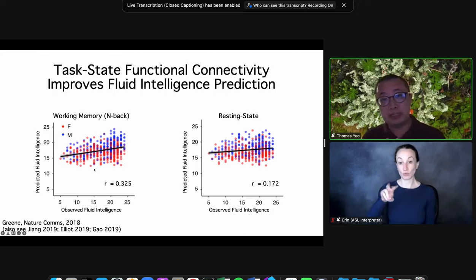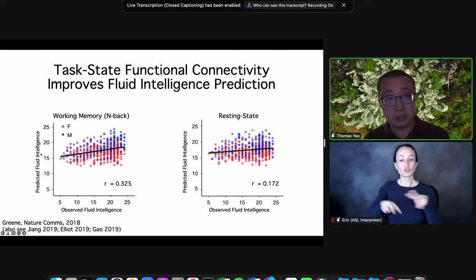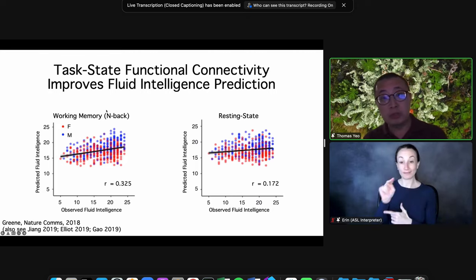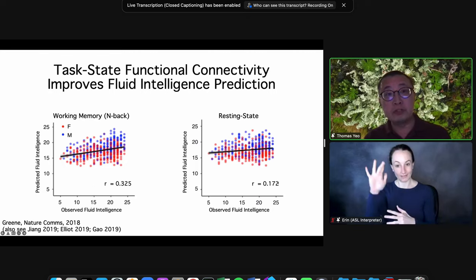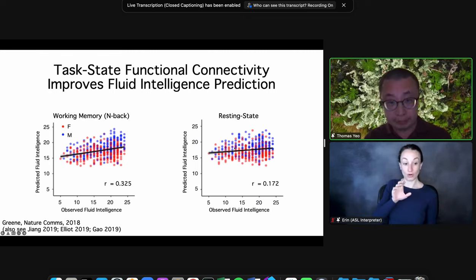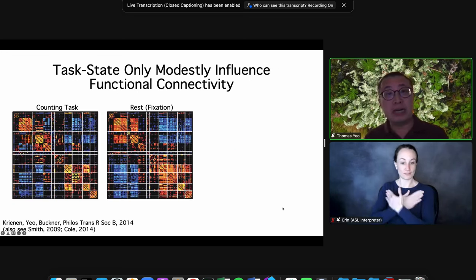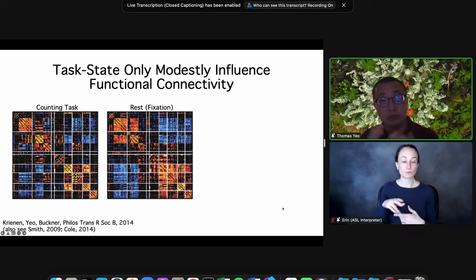So each dot is a participant. X-axis is the observed fluid intelligence. Y-axis is the predicted fluid intelligence. We see that during the N-back task, there's a stronger correlation between predicted and observed fluid intelligence, basically 0.325 versus 0.172 during the resting state. This is very interesting because other studies have shown that task state only modestly influences functional connectivity.